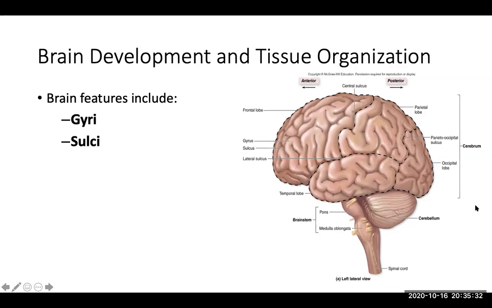Brain features include gyri, which are brain folds, and a gyrus is a singular brain fold. Also, the sulci are depressions between the gyri, and a sulcus is a singular depression. The central sulcus is a depression that separates your frontal and parietal lobe. The lateral sulcus separates your temporal lobe, and the occipital parietal sulcus separates your occipital lobe.